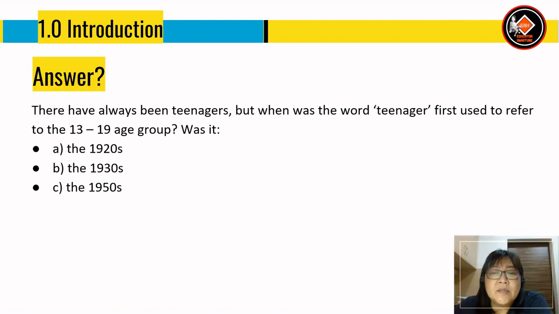Dear pupils, listen to the audio and answer this question. There have always been teenagers, but when was the word teenager first used to refer to the 13 to 19 age group? Was it A, 1920s, B, in the 1930s, or C, in the 1950s?